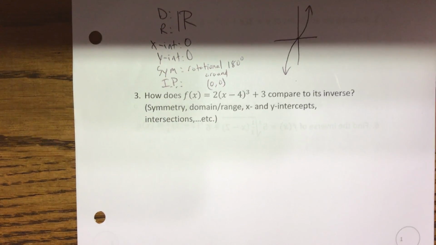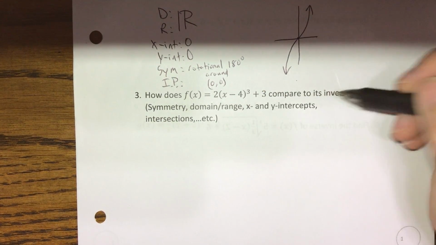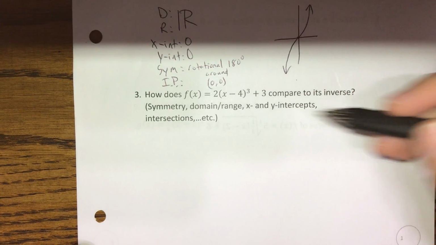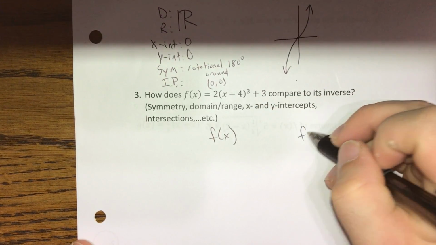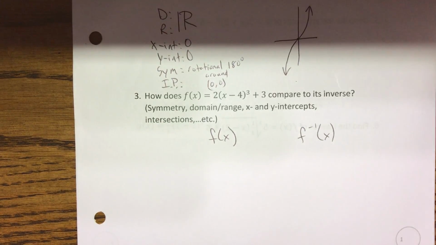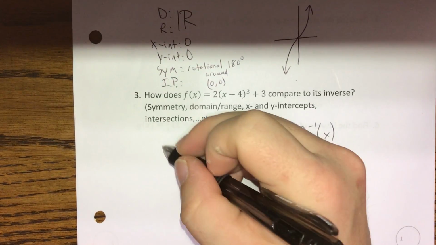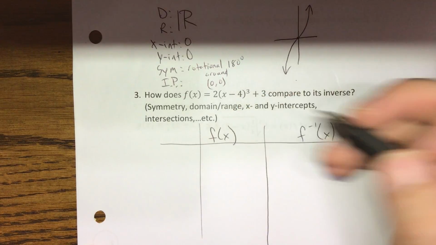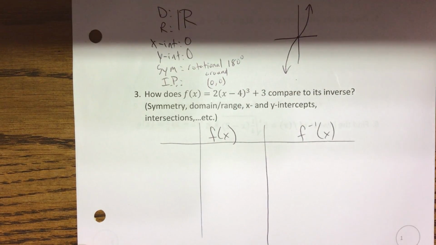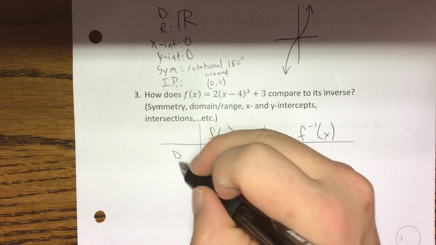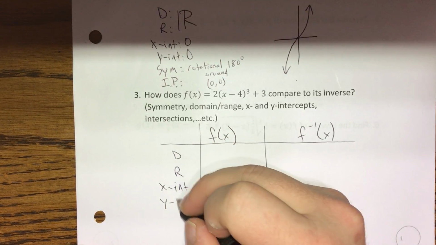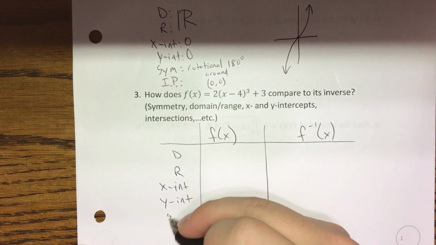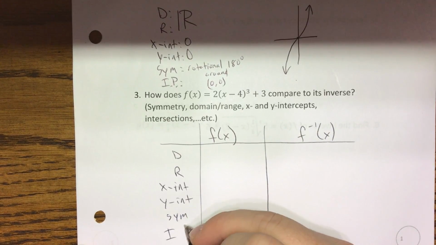Alright, number 3, how does this graph compare to its inverse? It doesn't tell us to find the inverse. We could if we wanted to, but here's what I do want to see: the f of x and the inverse. And I'll make a table. And again, we'll go through all the different attributes. And so we'll go through the domain, the range, the x-intercept, the y-intercept, the symmetry, and the inflection point.